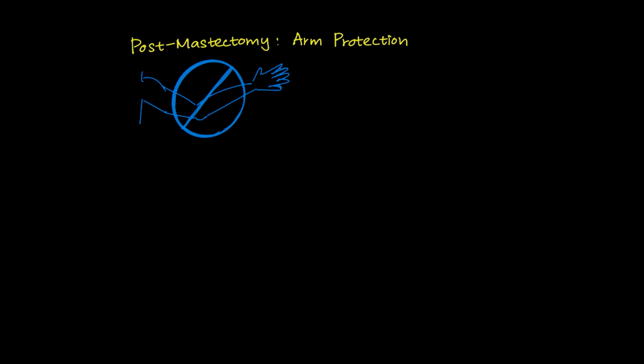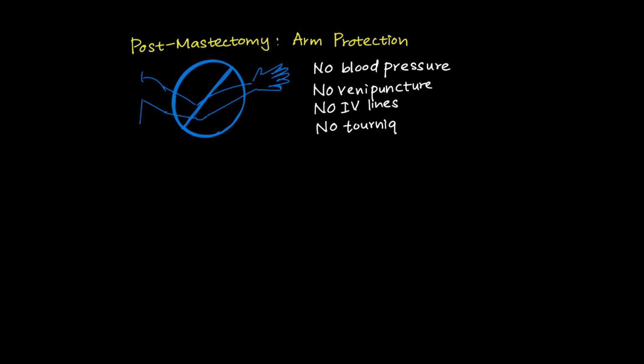The lymph nodes that normally drain fluid from that arm have been removed. Without them, the arm has compromised lymphatic drainage. Any needle stick, tourniquet or pressure cuff increases the risk of lymphedema, chronic painful swelling that can become permanent, and infection that the impaired lymphatic system can't fight properly.